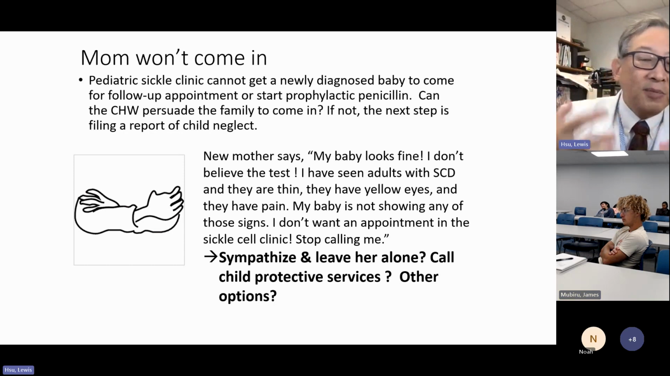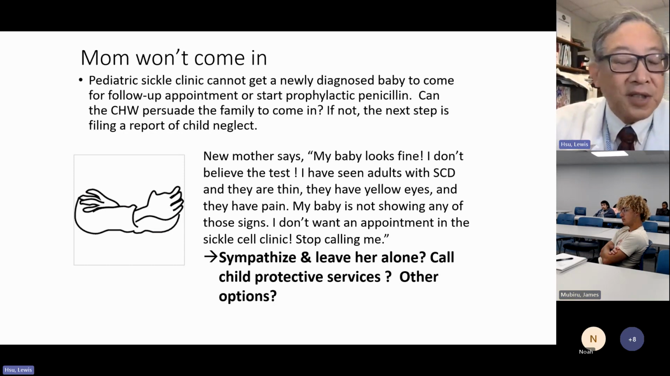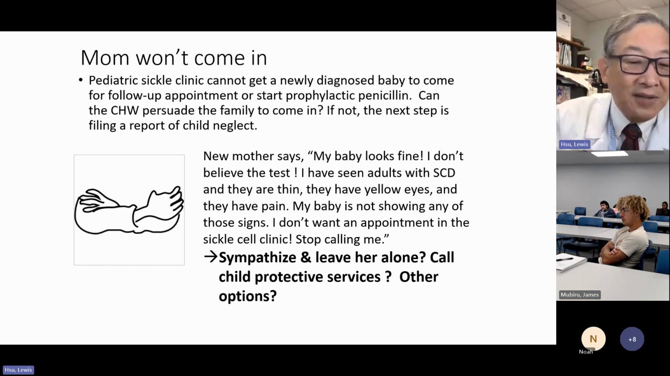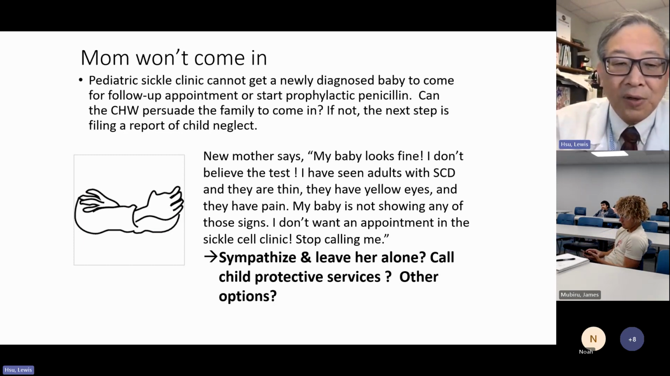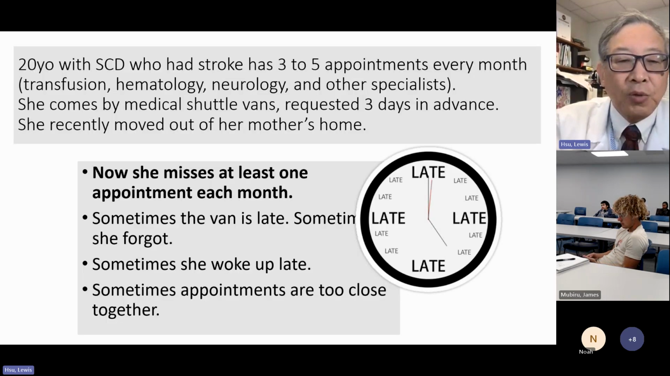So we have to deal with communication issues, and we have to figure out how to say it, because we can't just leave her alone. We do know that having the prophylactic penicillin, the preventive penicillin, can help block infections and really save lives. So we need to get this message through to her, but we try to work on how to do that communication.